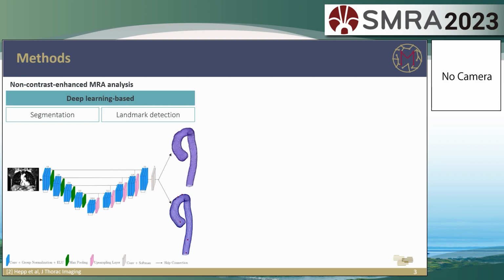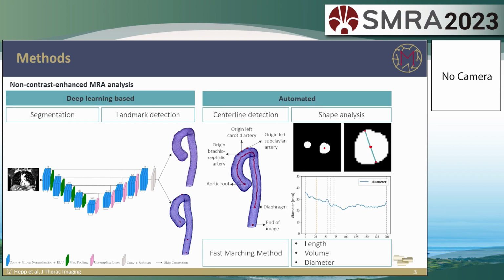So in the first step of our work, we trained a deep learning model and therefore used the non-contrast enhanced MRA images, and the output of our deep learning model is not only the segmentation mask, but additionally 6 landmark points. And having those landmark points, we could divide the thoracic aorta into its 3 main components, so the ascending and the descending part and the aortic arc. And having those results, we then could also automatically compute the center line of the vessel, and with this as well, the length, the volume, and the diameter size.